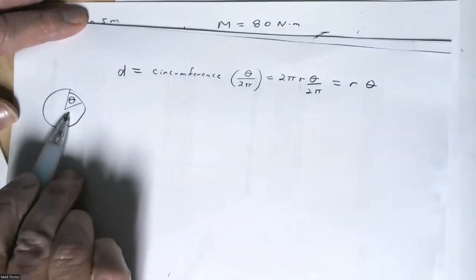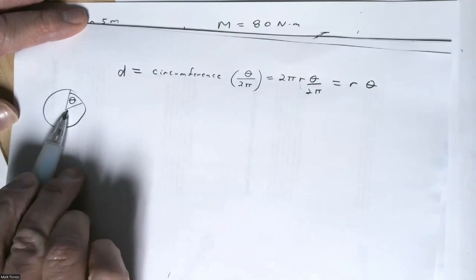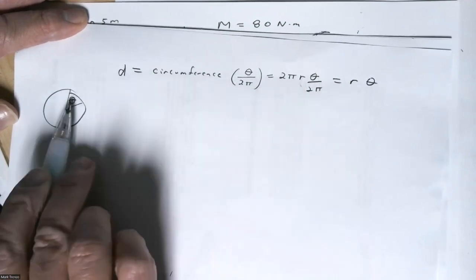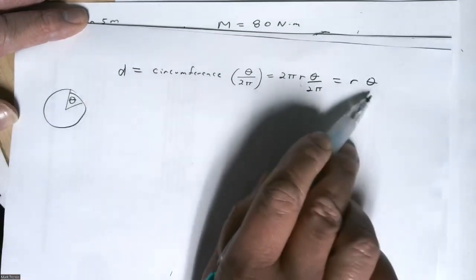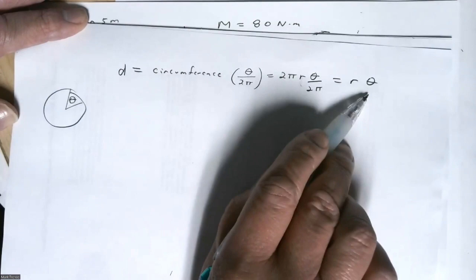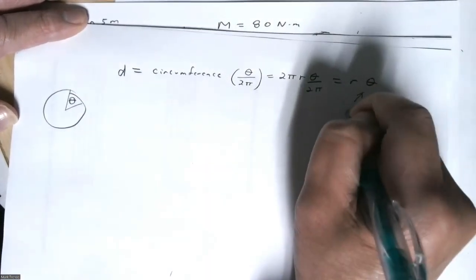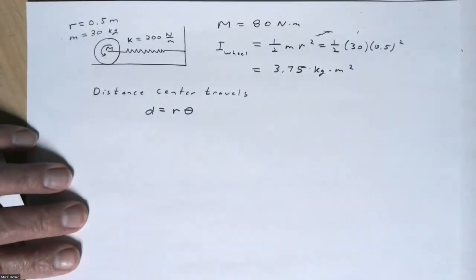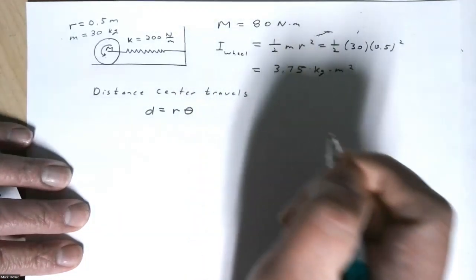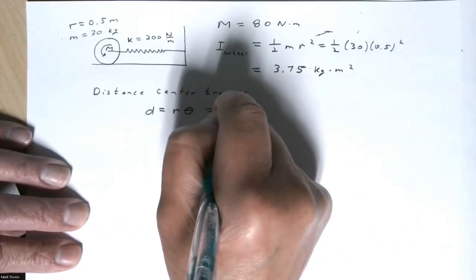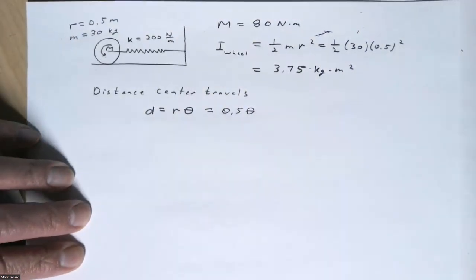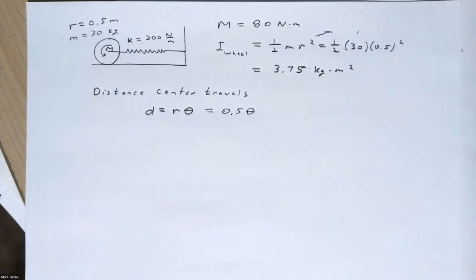So all you have to remember, again, if you want to know how far the center of a wheel moves, if there's no slippage, it'll always be the radius times however much theta it changes. Again, theta has to be in radians, of course. So in our case, we know the radius was 0.5, so the center of that wheel is going to move 0.5 times theta.